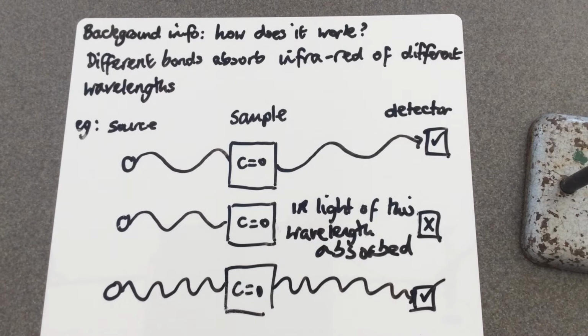But at a very specific wavelength, you try and pass that light through the carbonyl double bond, it doesn't get through. The bond absorbs the light. It stops it getting through to the detector. So infrared is working by particular bonds absorbing light at particular wavelengths.